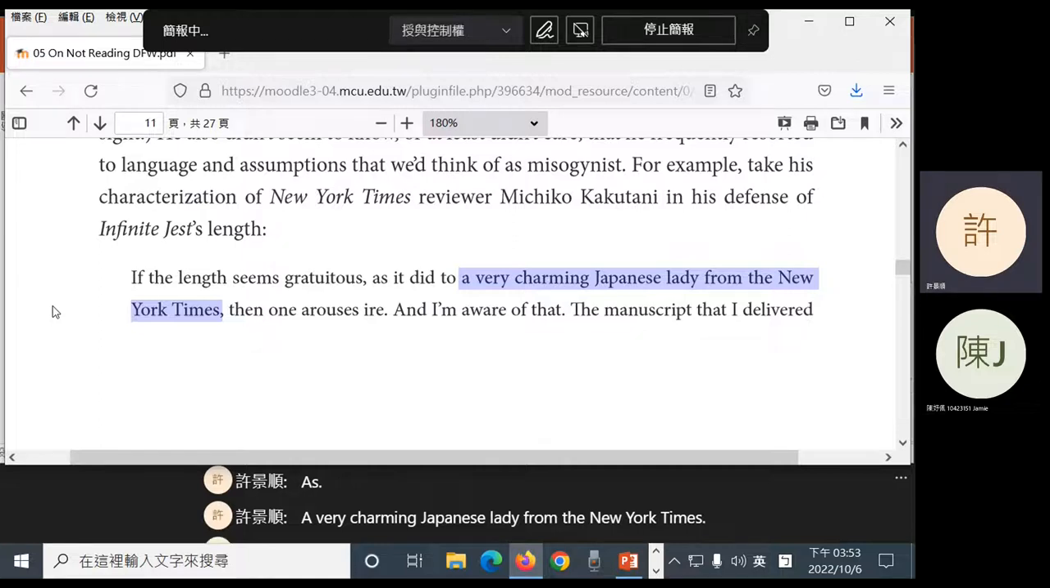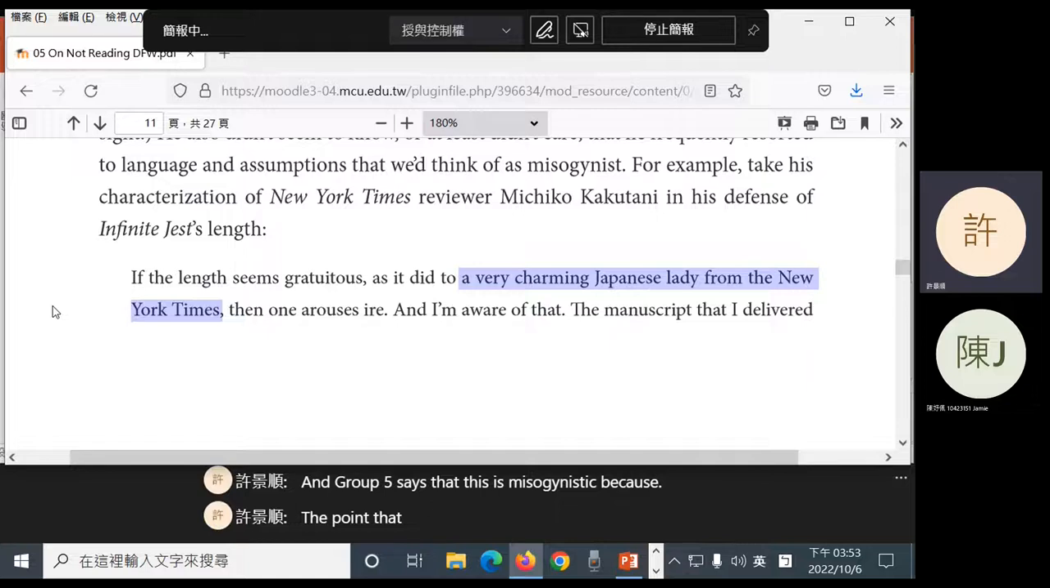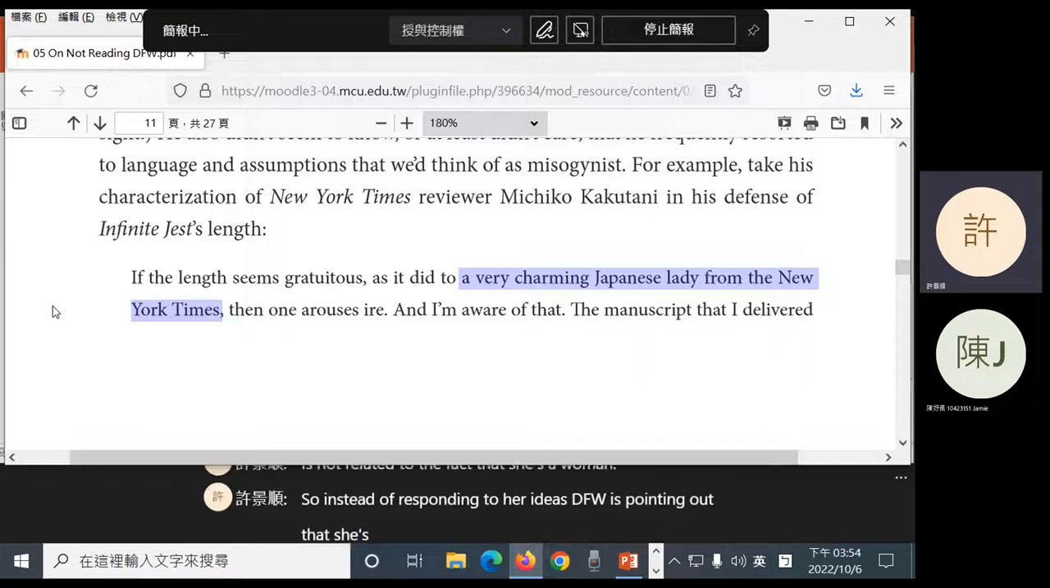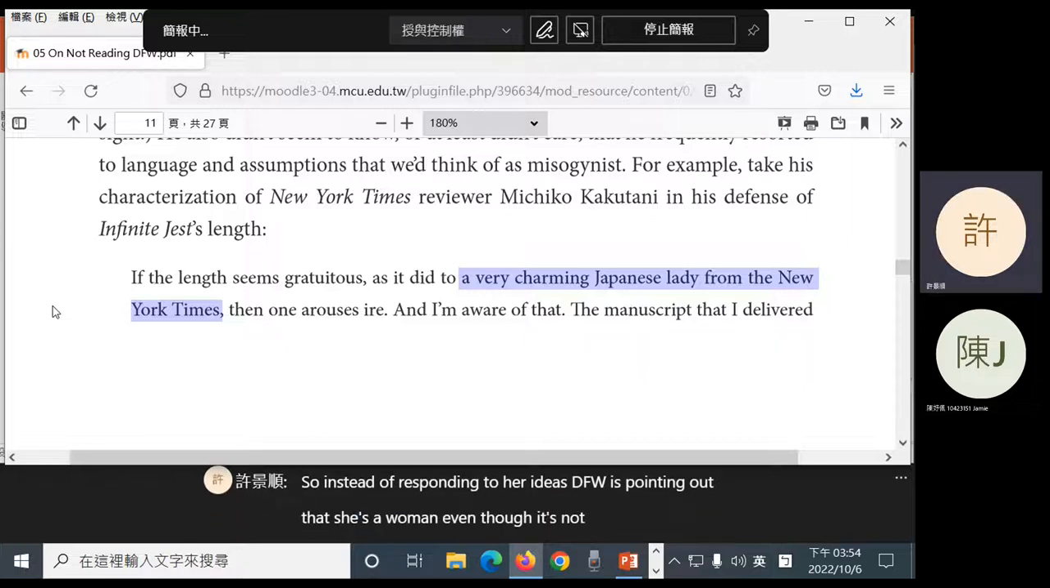And group five says that this is misogynistic because the point that the reviewer makes is not related to the fact that she's a woman. So instead of responding to her ideas, DFW is pointing out that she's a woman, even though it's not related to what they're talking about. So he seems to be implying that we should take this book reviewer less seriously because she's a woman.